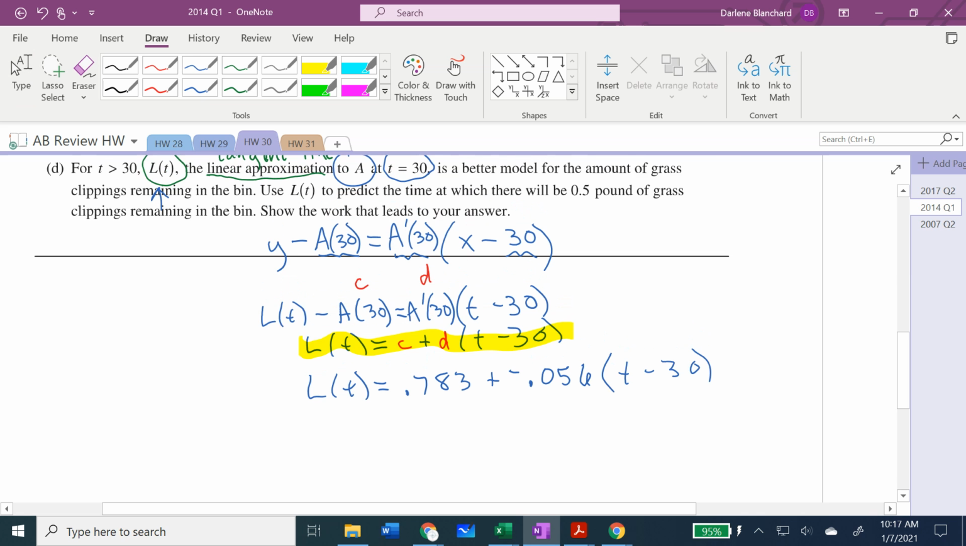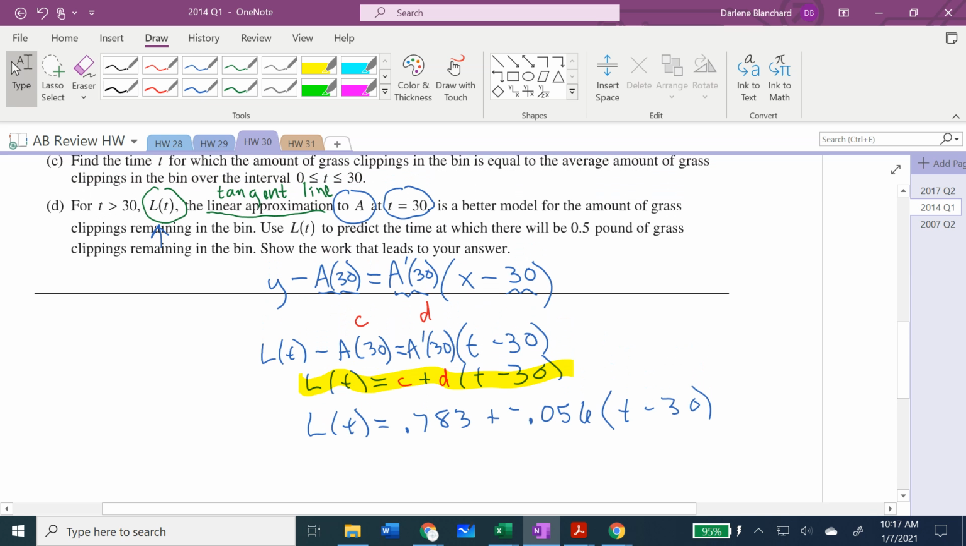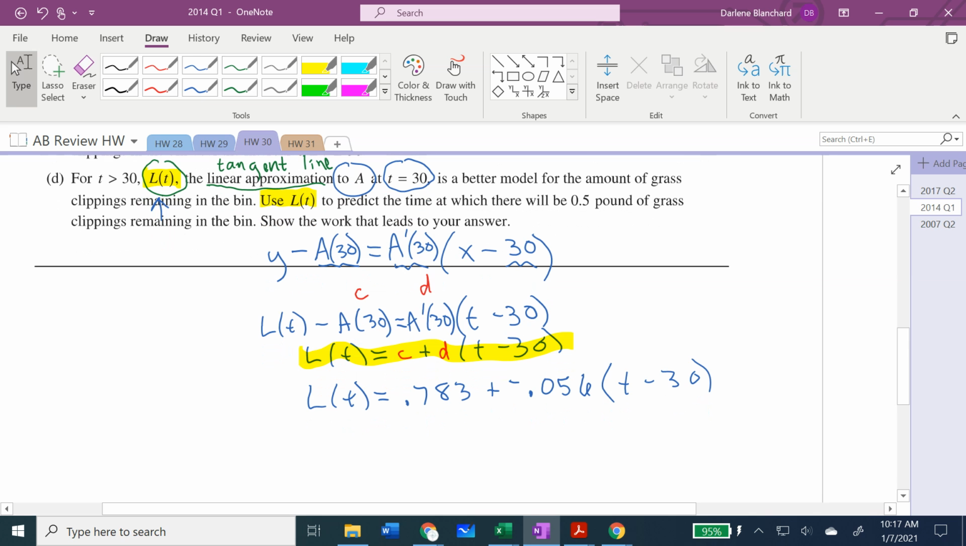So now let's look at what the rest of it asked me to do, because it first wanted me to find L of t, and now it wants me to use L of t to predict the time at which there will be 0.5 pounds of grass clippings remaining in the bin. Now the amount of grass clippings is the y value, not the x value. So that means it's the L of t, and I need to solve this equation for t.